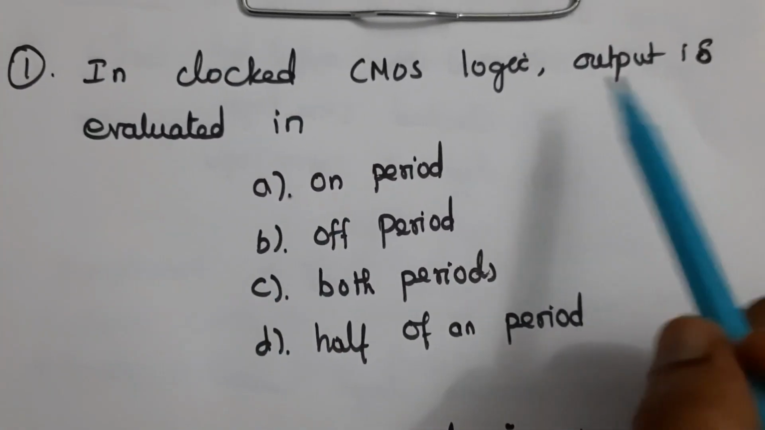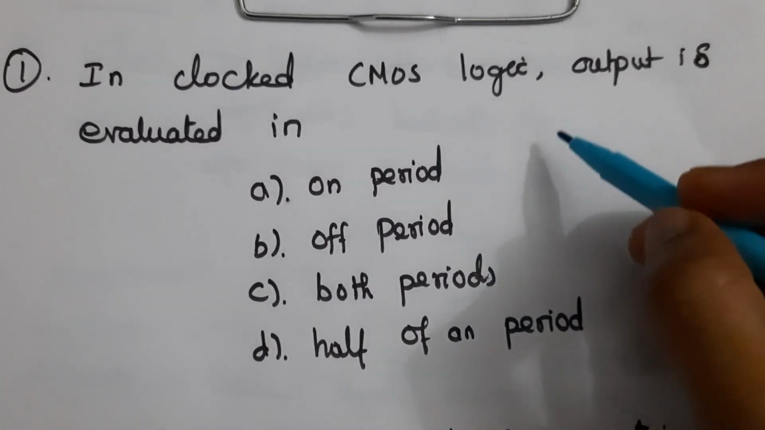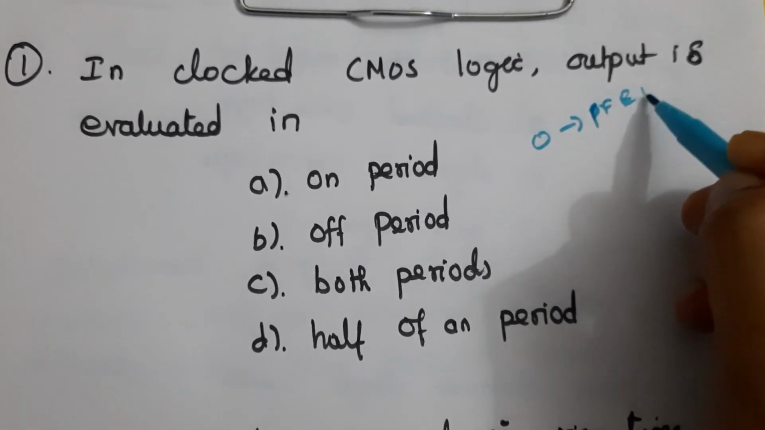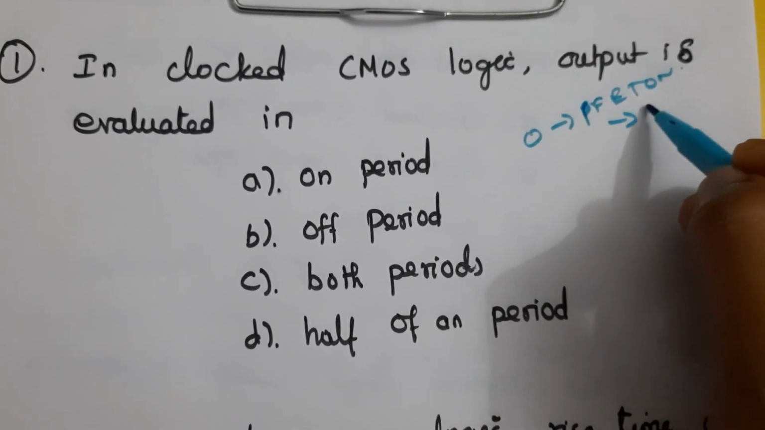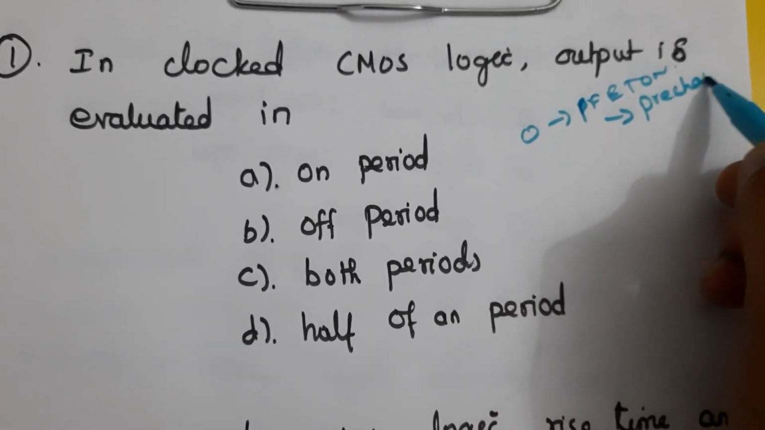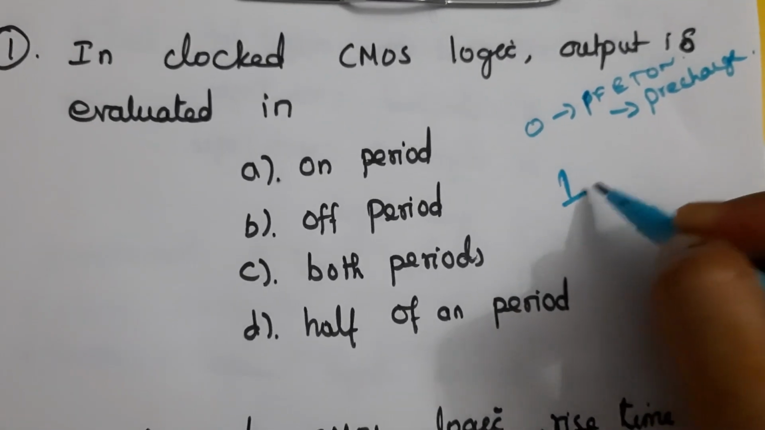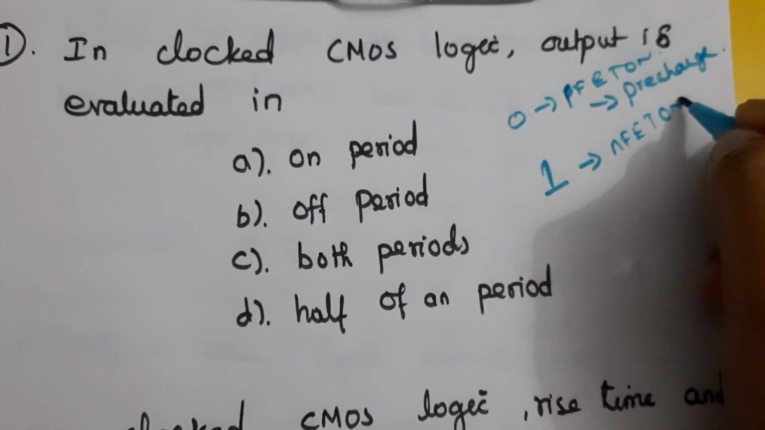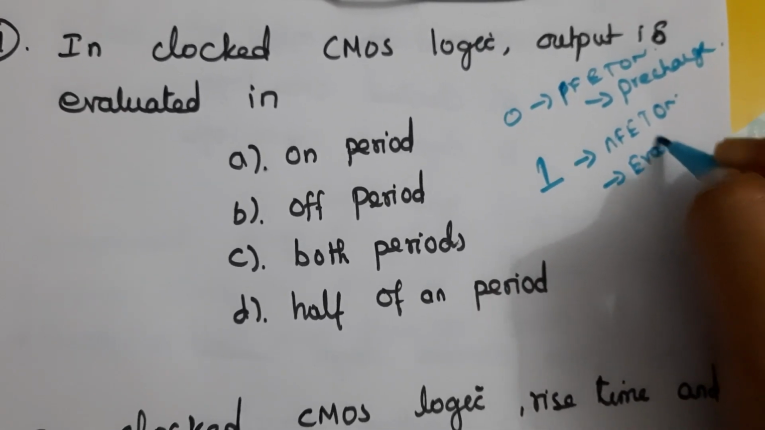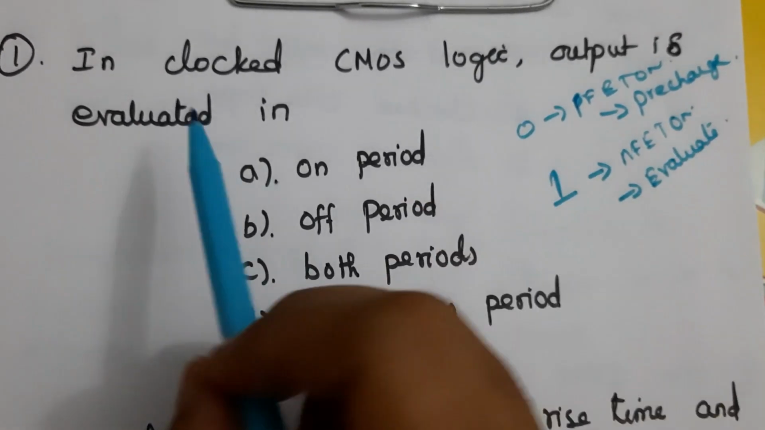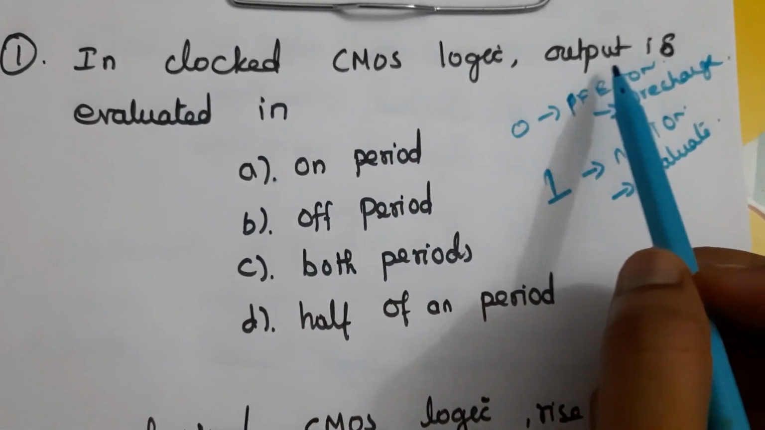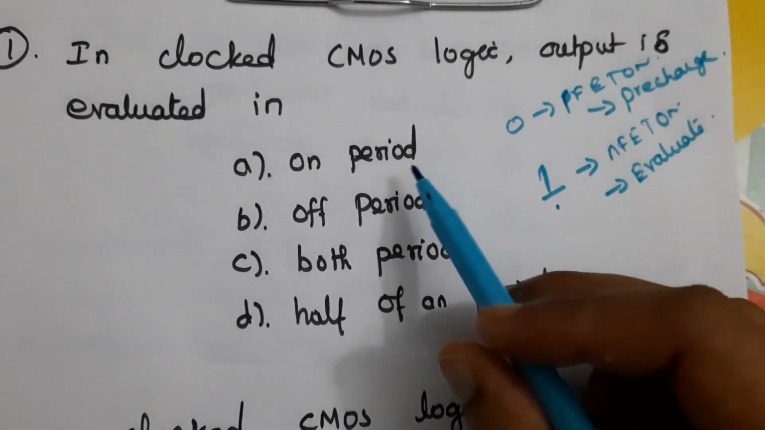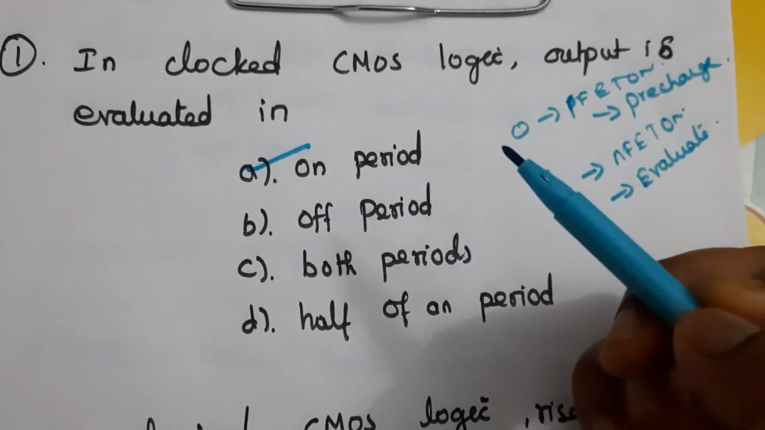In clocked CMOS logic, the output is evaluated in which period? When the clock is 0, the PFET is on, and this is known as the pre-charge stage. When the clock is 1, the NFET is on, and this is known as the evaluate stage. So in clocked CMOS, the output is evaluated in the on period, that is 1, which represents the on period. So here the answer is A.